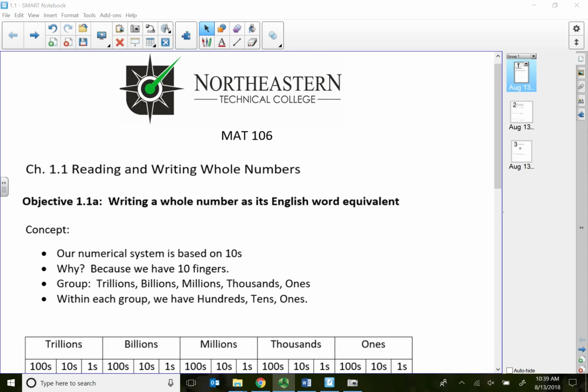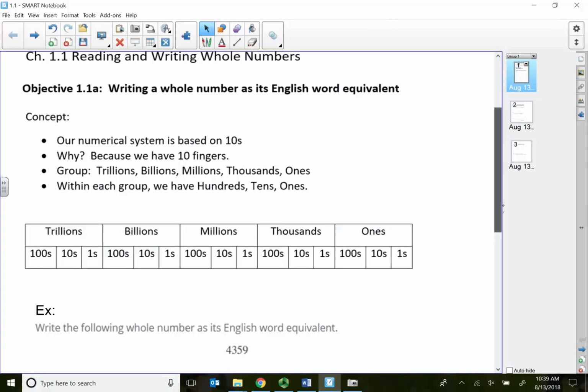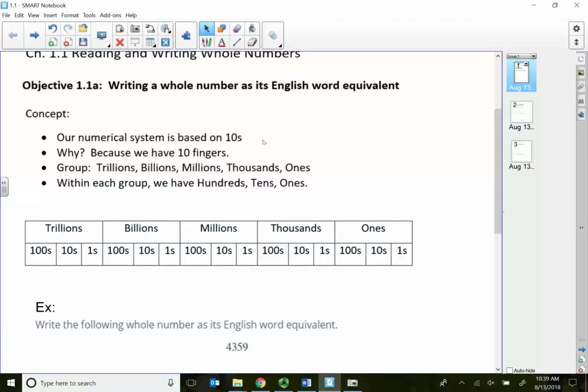Now, before we do that, let's take a look at a couple of concepts about our numerical system. As you can recall, our numerical system is based on 10, because it's very convenient, because we all have 10 fingers. So our numerical system is based on groups. We have a trillions group, billions, millions, thousands, and ones group. Between every group is where we put the comma to separate the individual groups. And within each group, we have ones, tens, and hundreds.